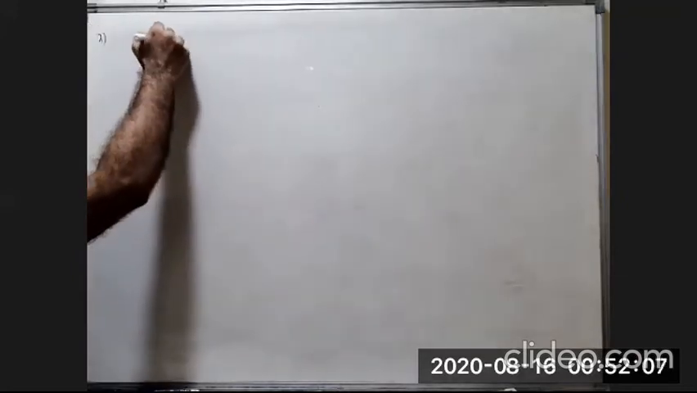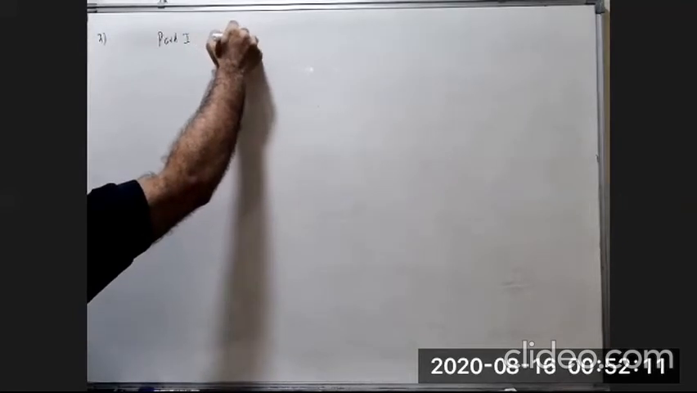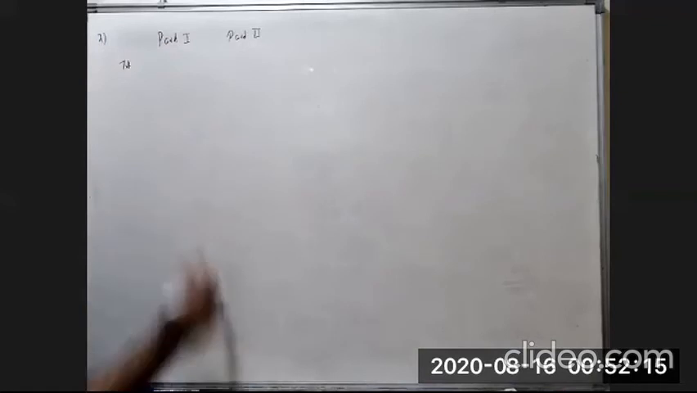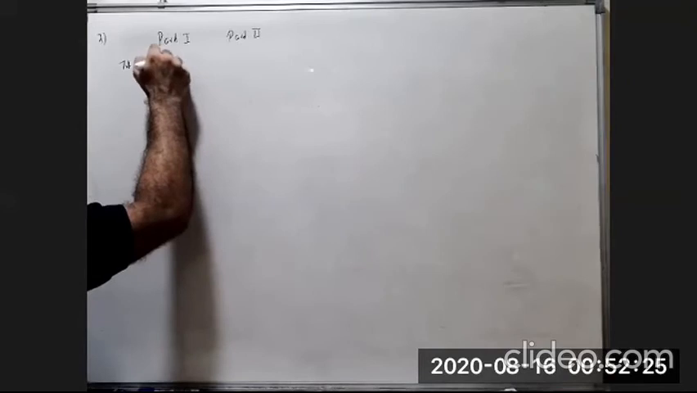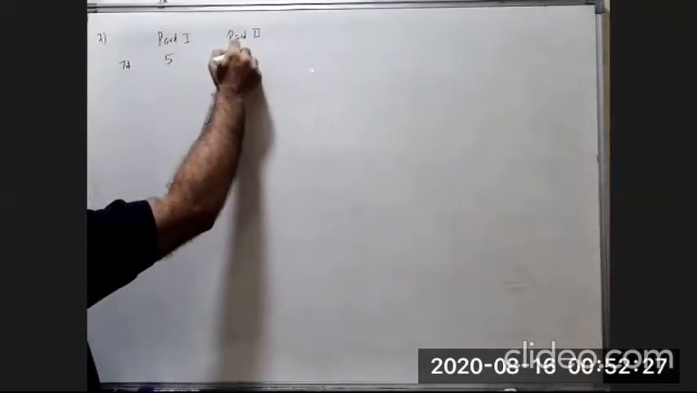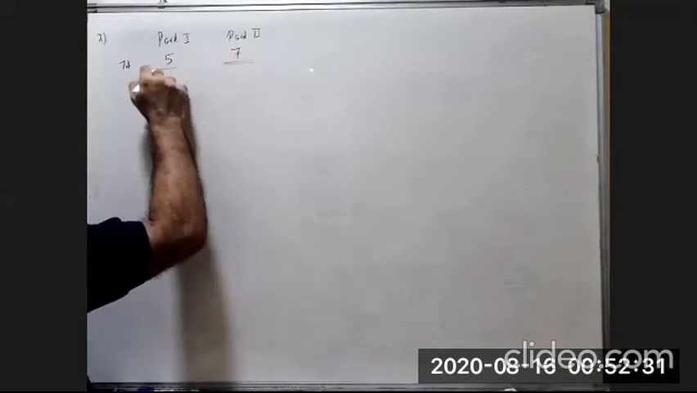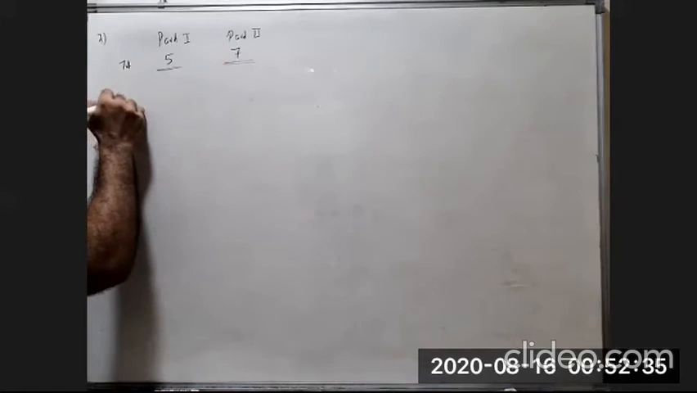We have part 1, part 2. What is the total? Total of part 1 and 2. Part 1 has 5 questions, part 2 has 7 questions. This is the total. Now, how is that selection possible?